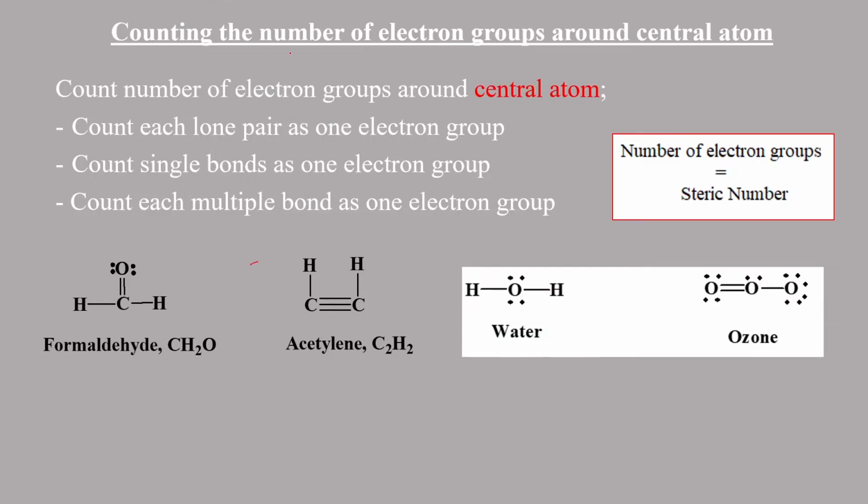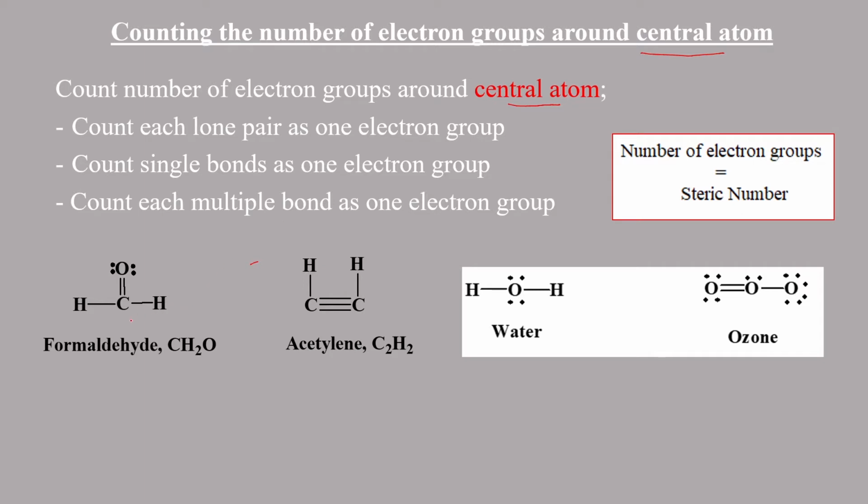Let's see how to count the number of electron groups around the central atom. We have some rules to count the electron groups around the central atom. Here I highlighted the words central atom because I want you to remember that when we count the electron groups, we only count around the central atom. Central atom can be more than one. Okay, how will you identify central atoms?